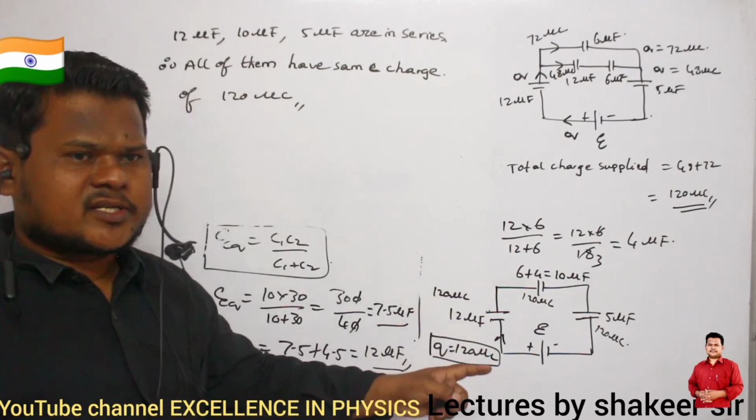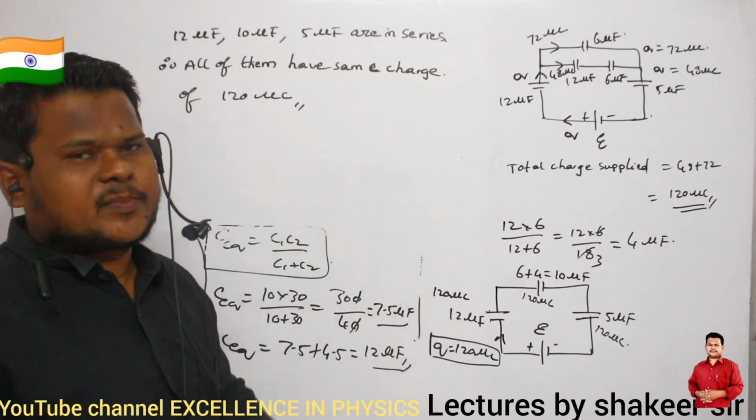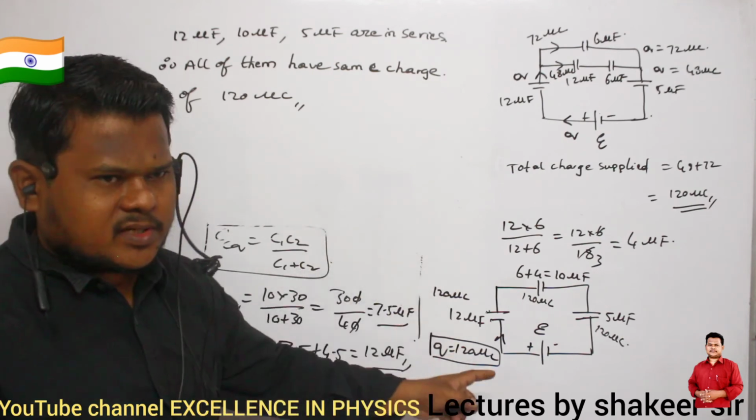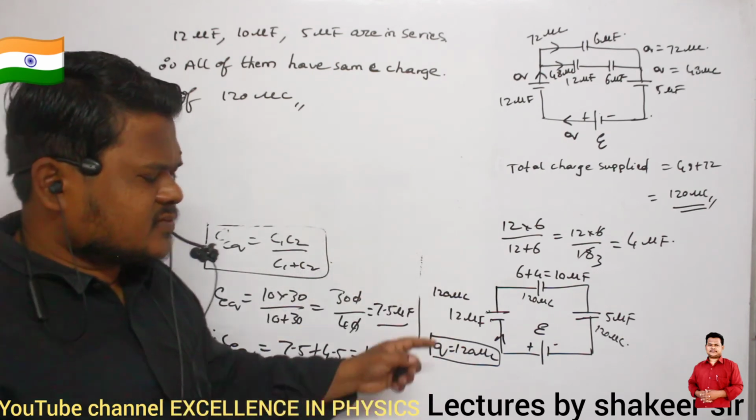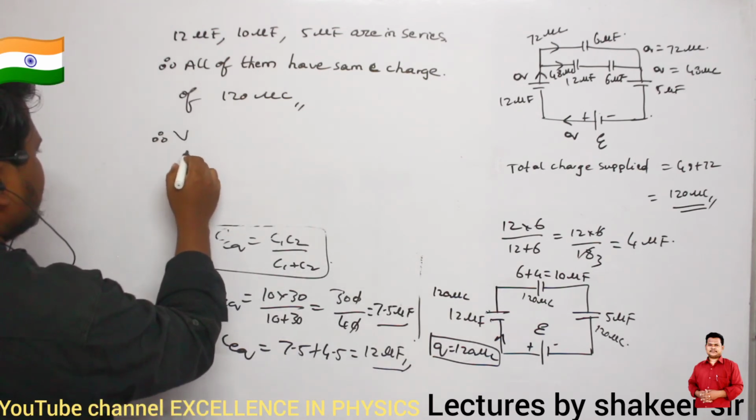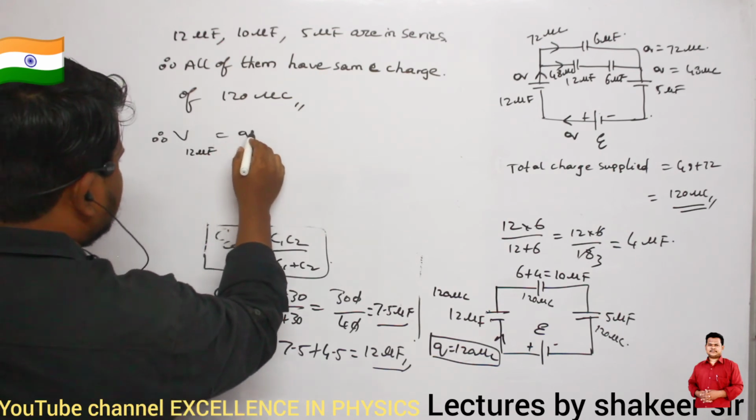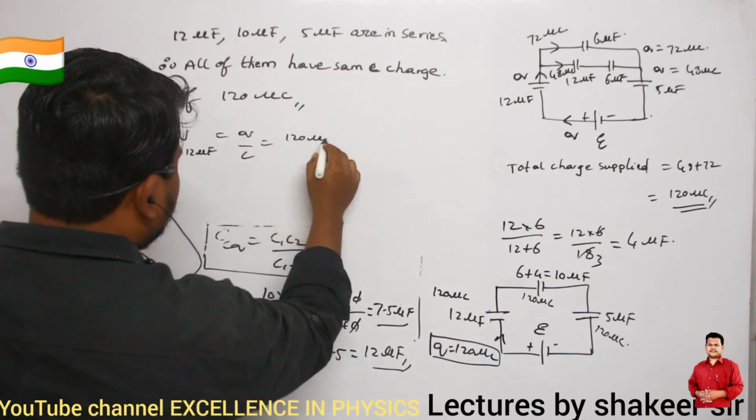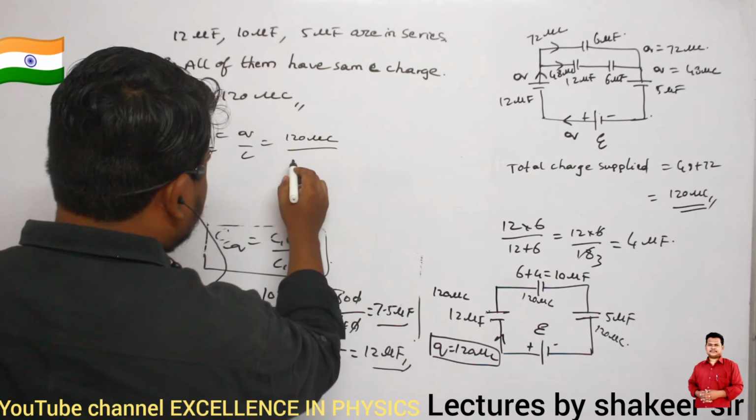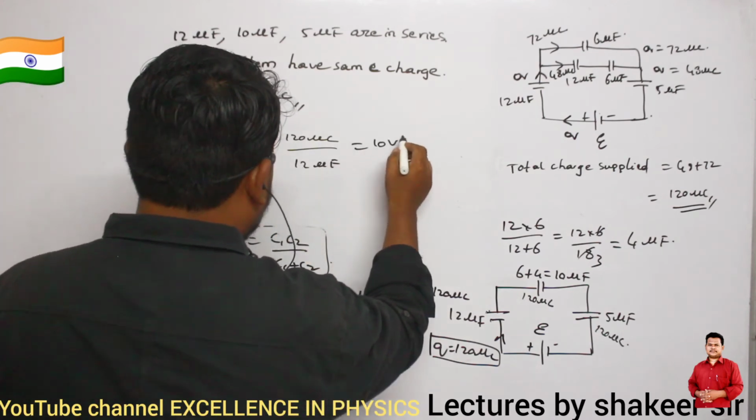Because in series connection, the battery supplies charge only to the first plate of the first capacitor. All remaining charges are induced charges, and induced charges will be equal and opposite. Clear? So what is the potential drop in the 12 microfarads capacitor? V is equal to Q by C. Charge stored is 120 microcoulombs. Capacitance is 12 microfarads. So, 10 volts. Clear now?